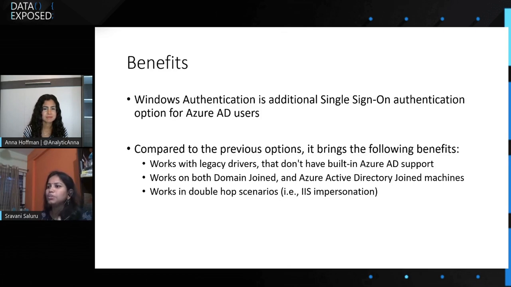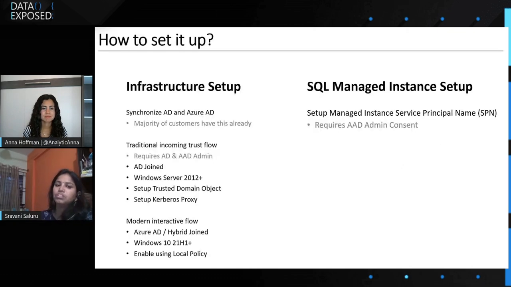So with the existing Azure AD authentication options, we started supporting Windows authentication, which is the native authentication SQL customers have been aware of for several years. This Windows authentication helps you work with legacy drivers, which do not have built-in support for Azure AD, and it also works for both domain joined client machines and Azure AD joined client machines, and it also works in your double hop scenarios, like where you have your applications running in IaaS with an impersonation, right? Run as a service or something. So Windows authentication supports all these scenarios.